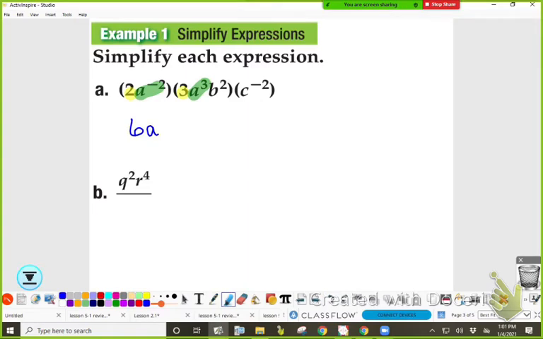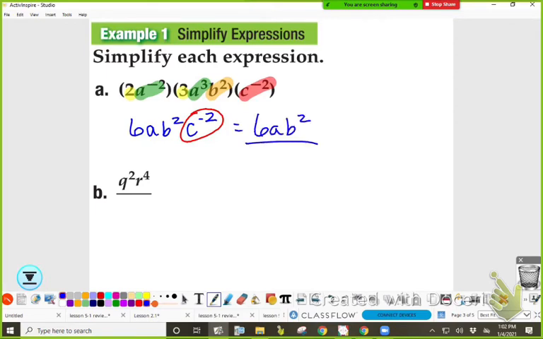Then do your next variable, which in this case would be b. Again, always go alphabetical. I only see one b squared, so b squared. And then c, it's c to the negative 2. There's nothing else to combine with that. But you need to have positive exponents, so whatever is a negative needs to move. So this right here needs to move to the denominator. Everything else is going to stay in the numerator. And c squared is now in the denominator.